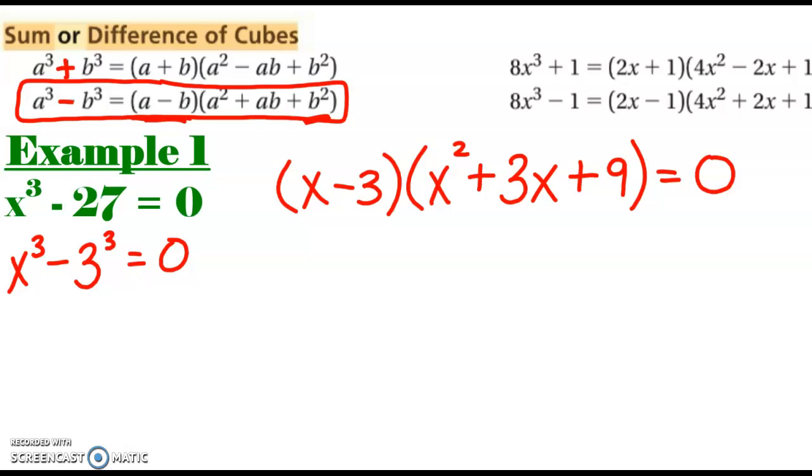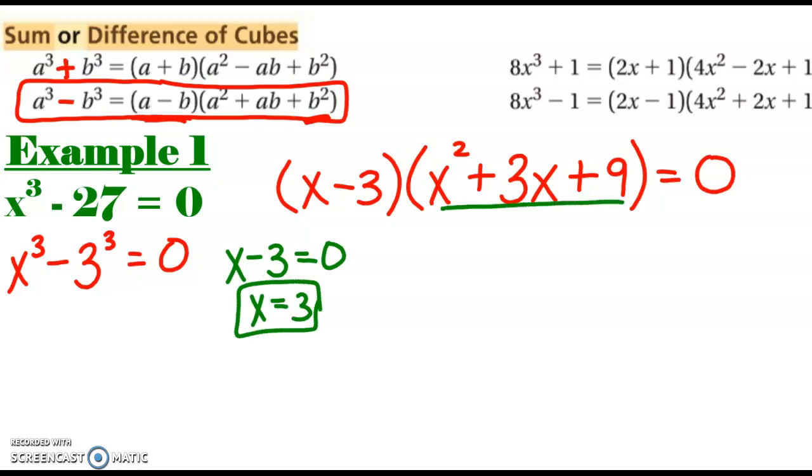We can easily set x minus 3 equal to 0 and get our answer of 3. But this, my friends, is not factorable. You can't factor it. What multiplies to give you 9 and adds to give you 3 doesn't happen. So you need a different method, like the quadratic formula. So we have our x squared plus 3x plus 9 equals 0.